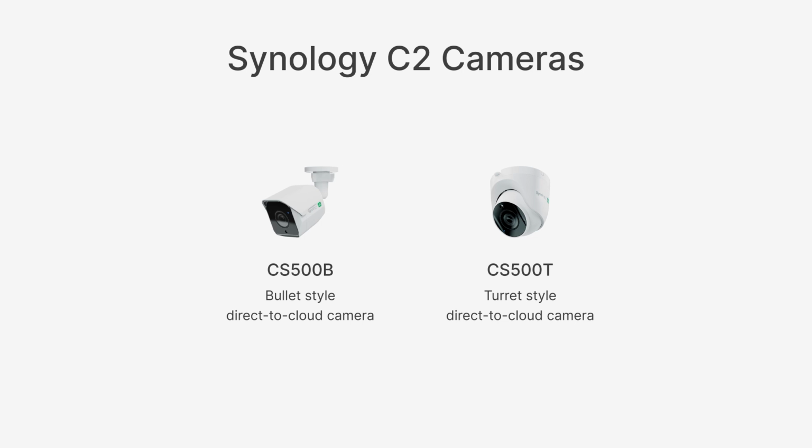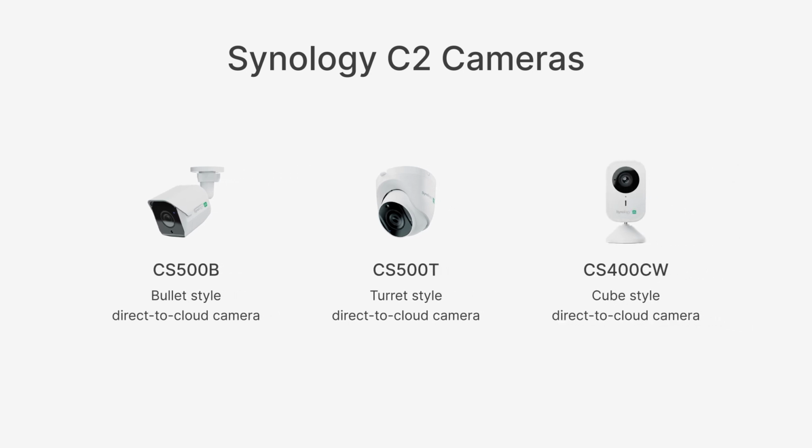Moving on into section 2, Synology C2 cameras. Upon launch, there's going to be several Synology C2 cameras available to C2 Surveillance Station, that being the CS500B, the CS500T, and the CS400CW. The CS500B and T models are bullet and turret models respectively, and they'll look familiar if you're using Synology cameras for Surveillance Station already. These are the cloud versions of those models.